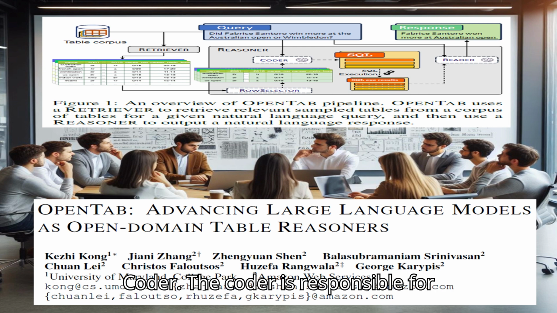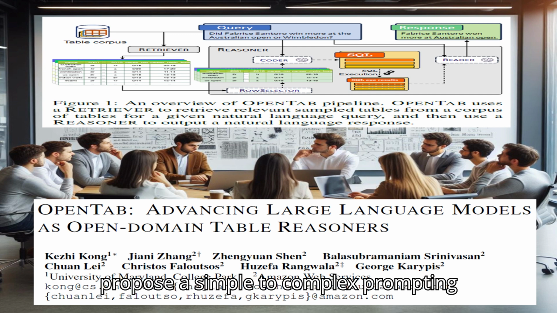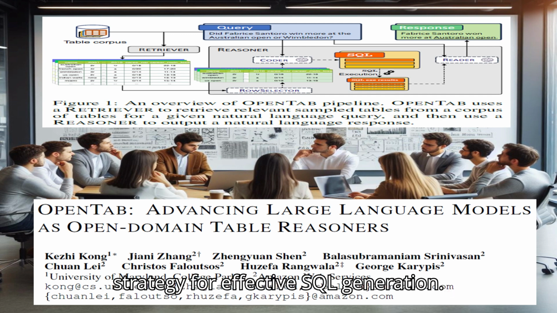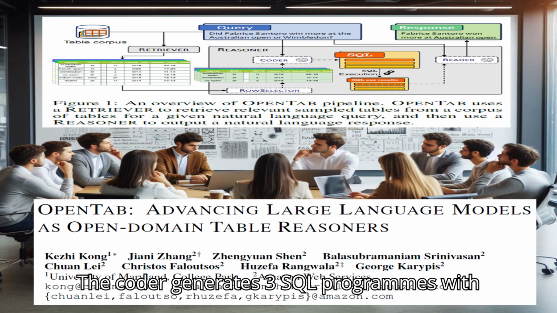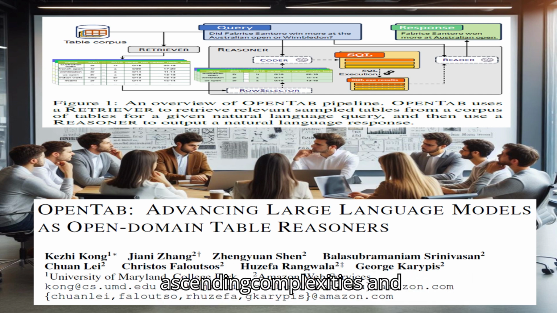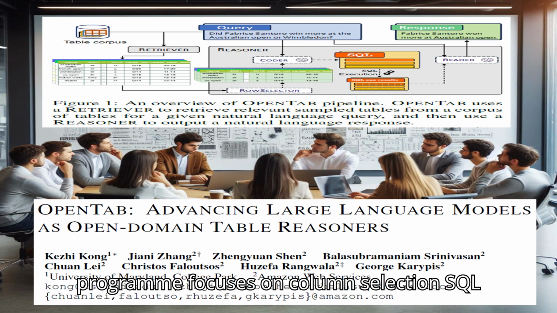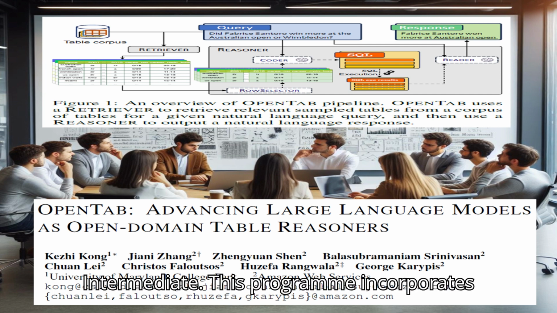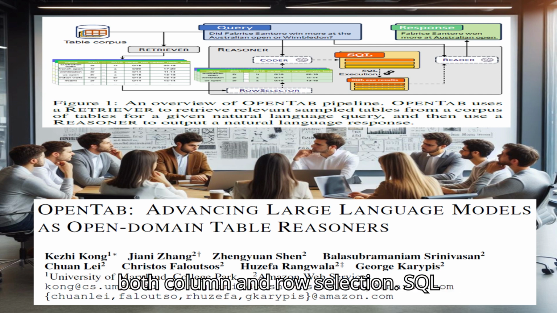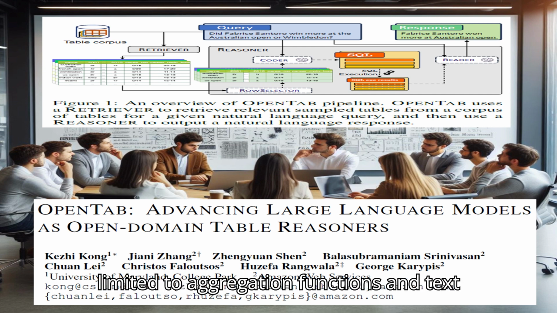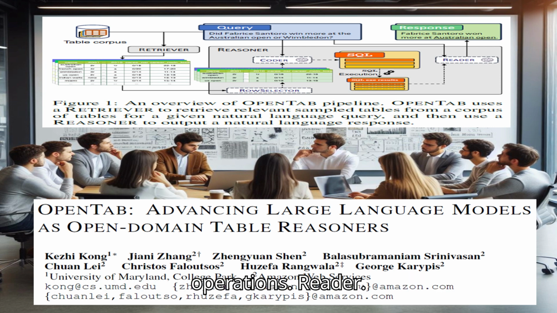2.1 Coder. The coder is responsible for generating SQL programs of increasing complexity. The authors propose a simple to complex prompting strategy for effective SQL generation. The coder generates three SQL programs with ascending complexities and functionalities. SQL Basic. This program focuses on column selection. SQL Intermediate. This program incorporates both column and row selection. SQL Advanced. This program empowers additional operations including, but not limited to, aggregation functions and text operations.